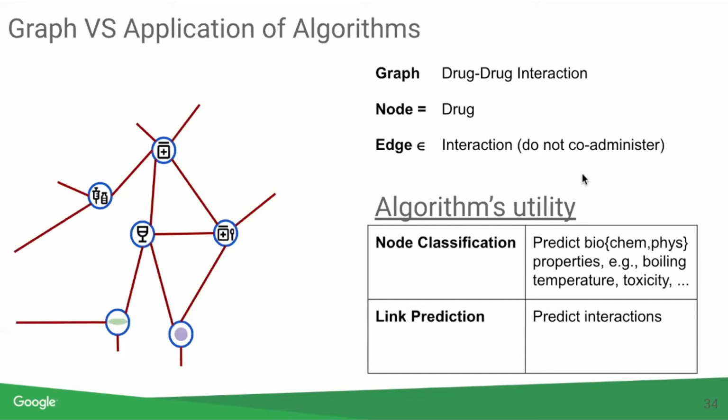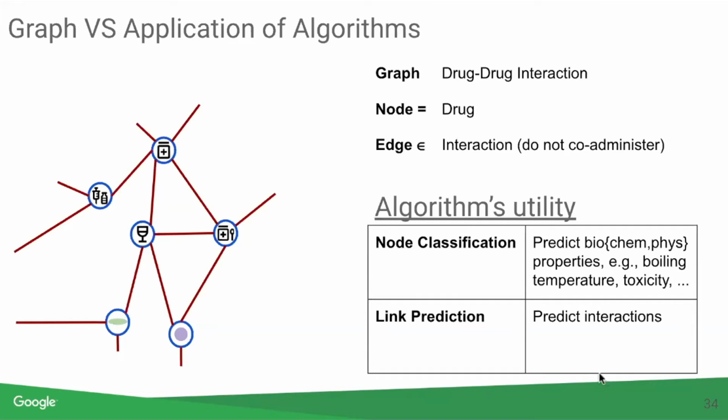If your graph was a drug-drug interaction graph, here each node could be a drug, and each edge could mean an interaction, which means you shouldn't co-administer them. For example, people shouldn't take alcohol and ibuprofen at the same time because they could cause kidney failure. Having this kind of graph, you can now do node classification, where you might be interested in predicting the biochemical or biophysical properties of each drug. For example, if it's toxic or not, its boiling temperature, etc.